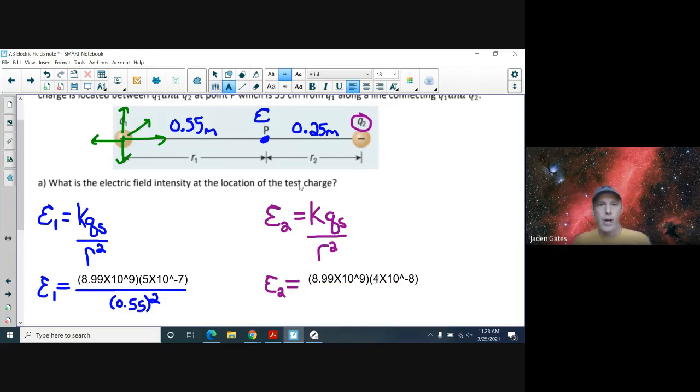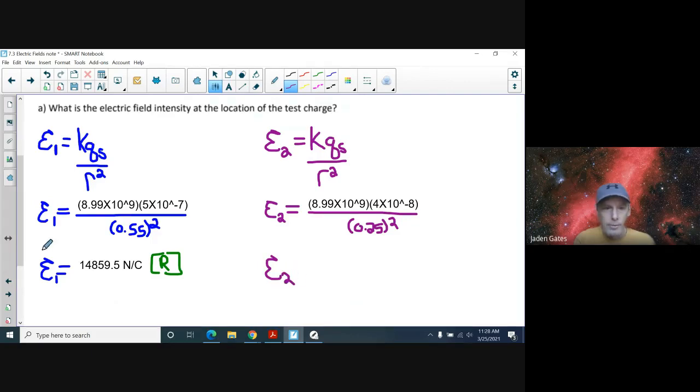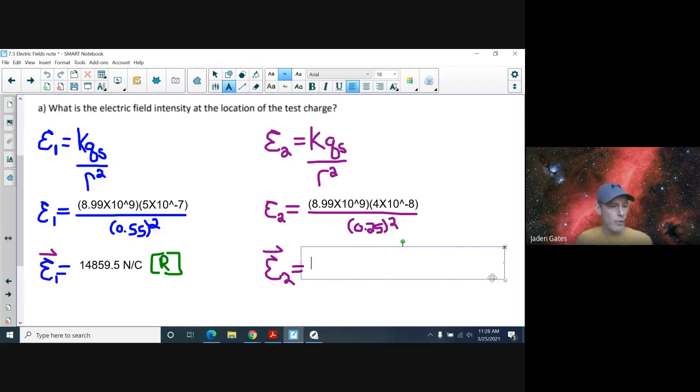And again, I have to divide it by our distance squared, which is 25 centimeters, or 0.25 meters, and we have to square it. Now, E2. I should put a little vector symbol in there because we have direction. I have to do a bit of math here with scientific notation, which I've gone over. I know that some of you still struggle with it. And I'm getting 5,753.6. Again, it's how much force per bit of charge, just like a gravitational field strength is how much force per kilogram.